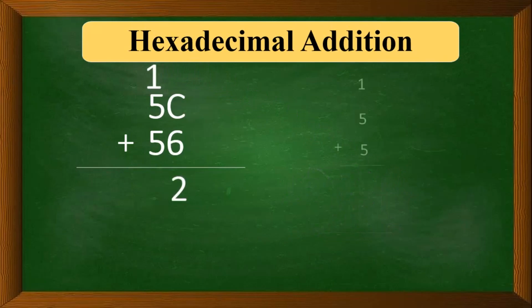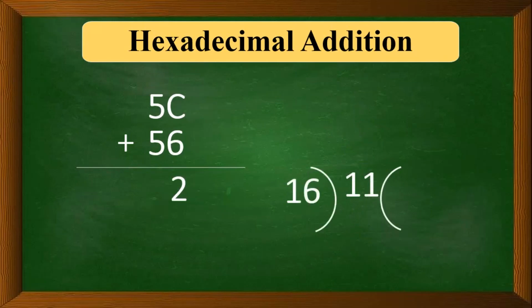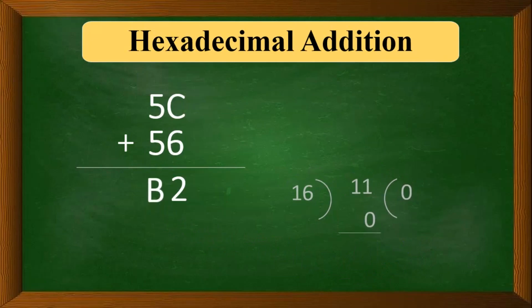In the next stage, 1 plus 5 plus 5 is equal to 11, and 11 will be divided by 16. So remainder is 11 and quotient will be 0. Remainder 11 means in hexadecimal number, that is B. That B will be placed on the result. So the result is B2.